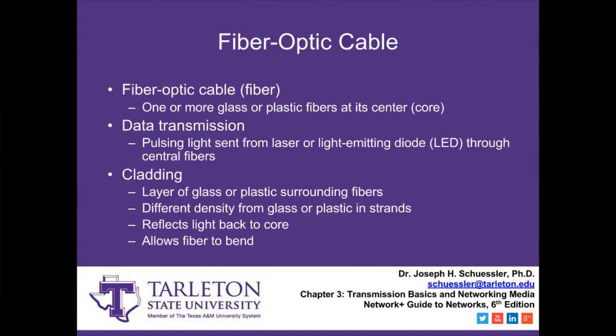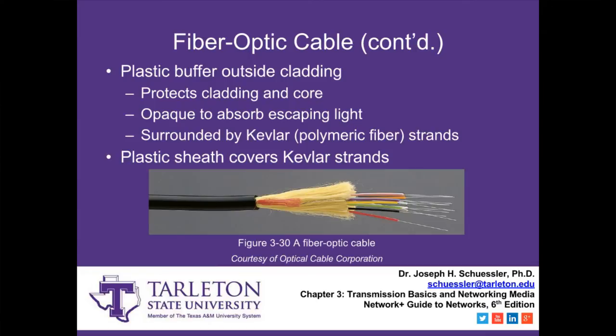So as far as fiber optic cables, there are one or more glass or plastic fibers in the center, and that's what actually carries the light pulses that represent the data that you're trying to transmit. The transmissions themselves are pulsing light sent from a laser or LED through those central fibers. Those signals are protected by the cladding. The cladding is what surrounds that fiber, helps to protect it, and helps to reflect the light back to the center core, which gives it more distance and allows that fiber to bend without breaking.